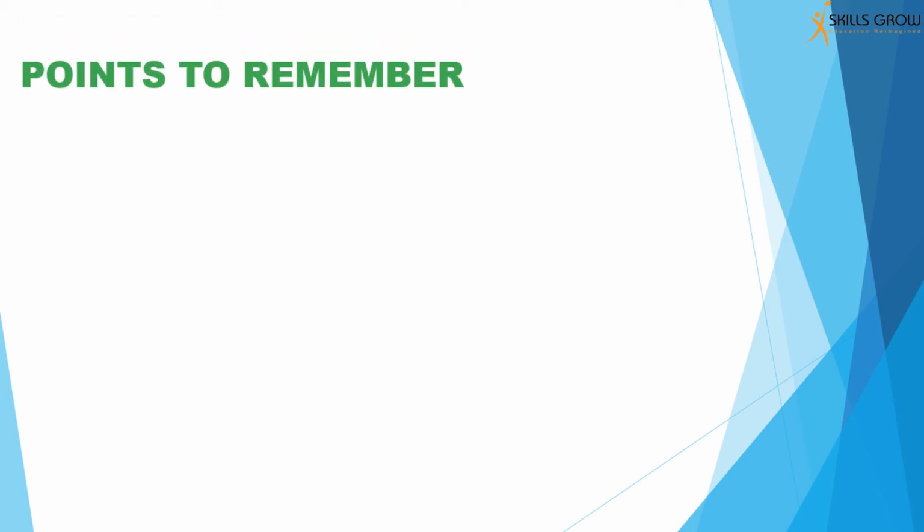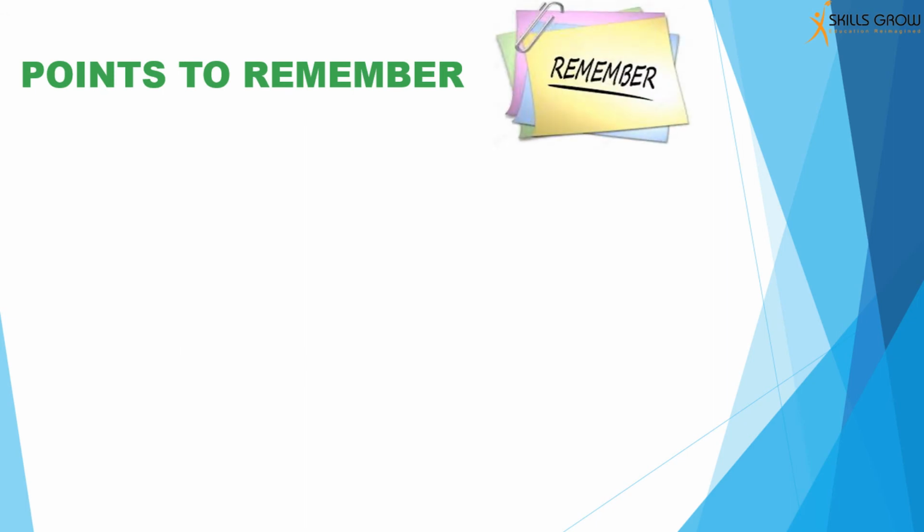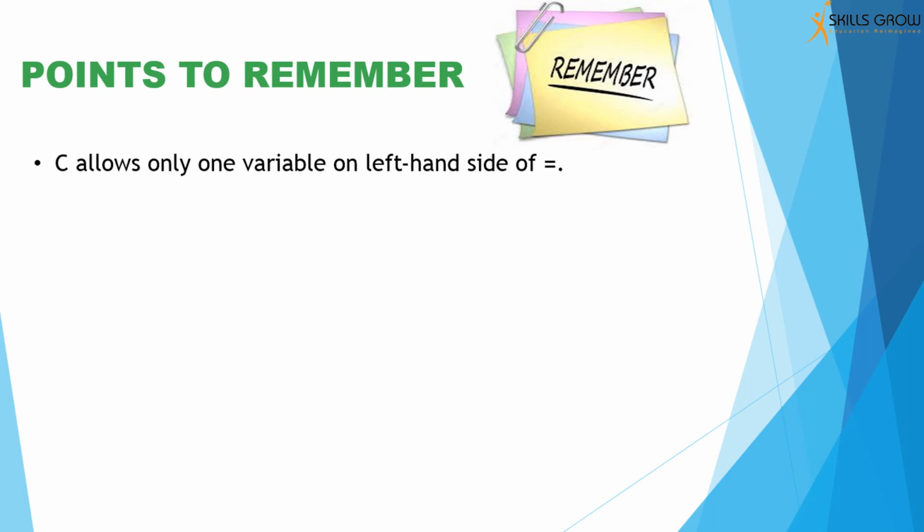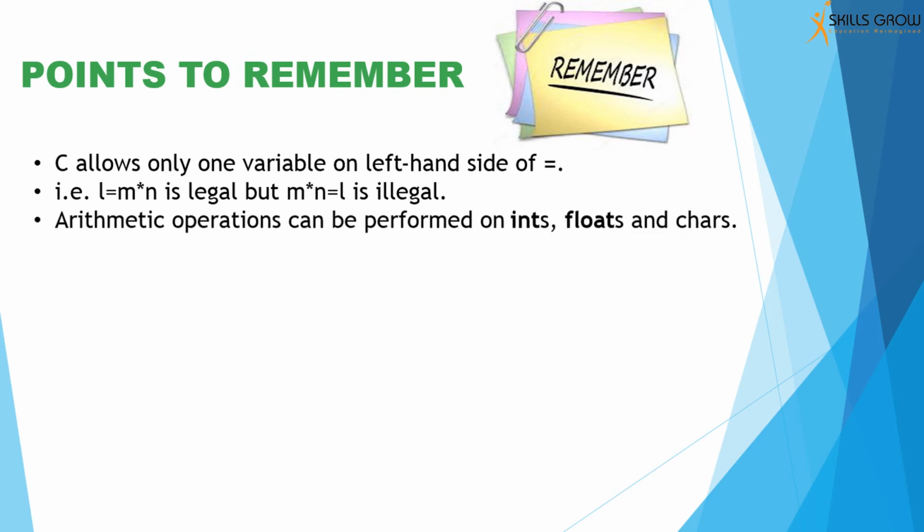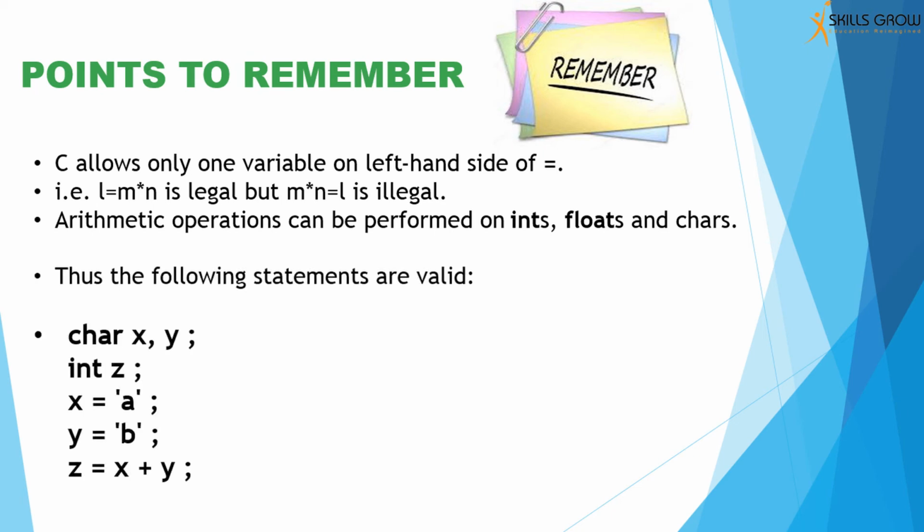Here are some points to remember while using arithmetic statements. In arithmetic statements, we can use only one variable on left hand side of equal to symbol. For example, m * n = l is a wrong statement since there are two variables on the left hand side of equal to symbol. Arithmetic operations can be done on integers, floats, and even on characters. The arithmetic operations on characters can be performed because each character has its ASCII value.